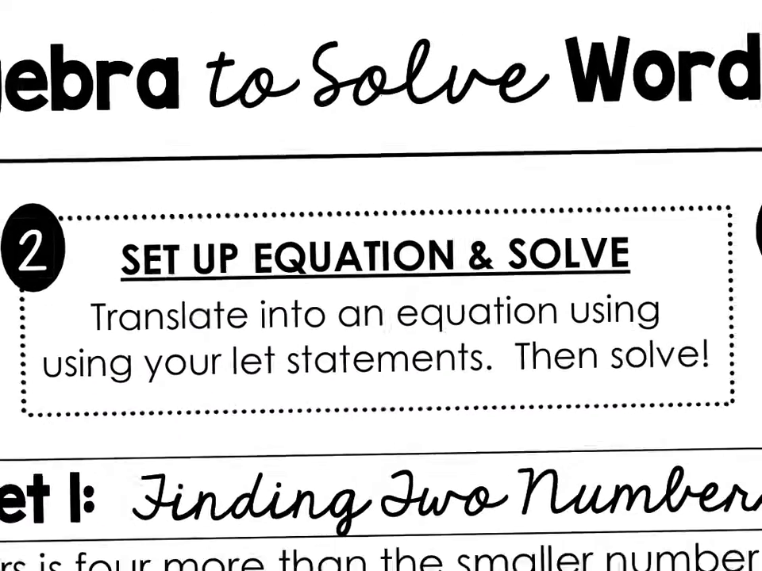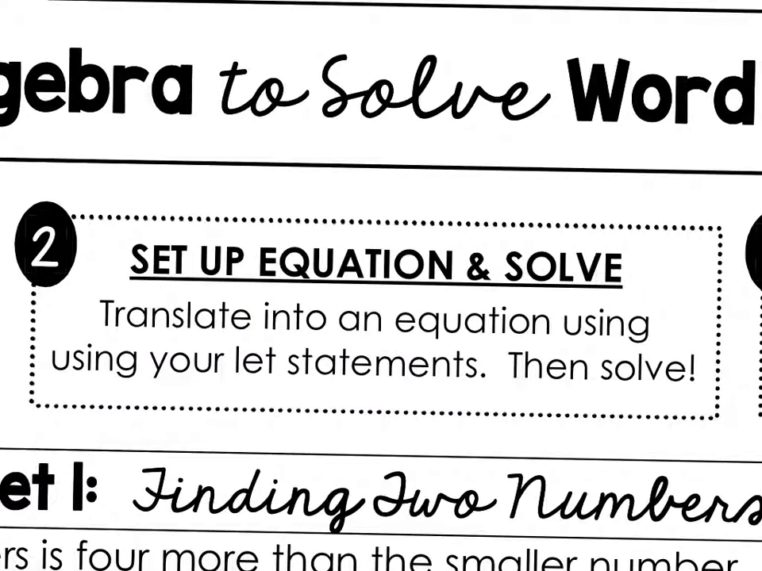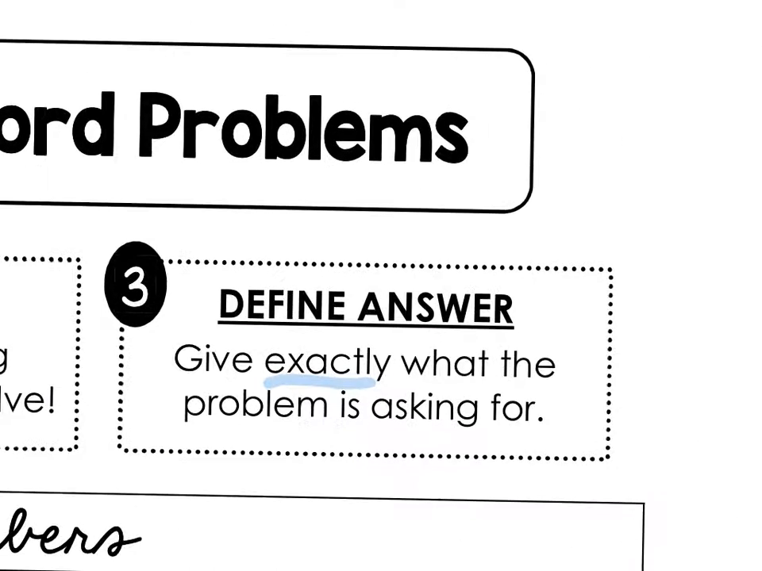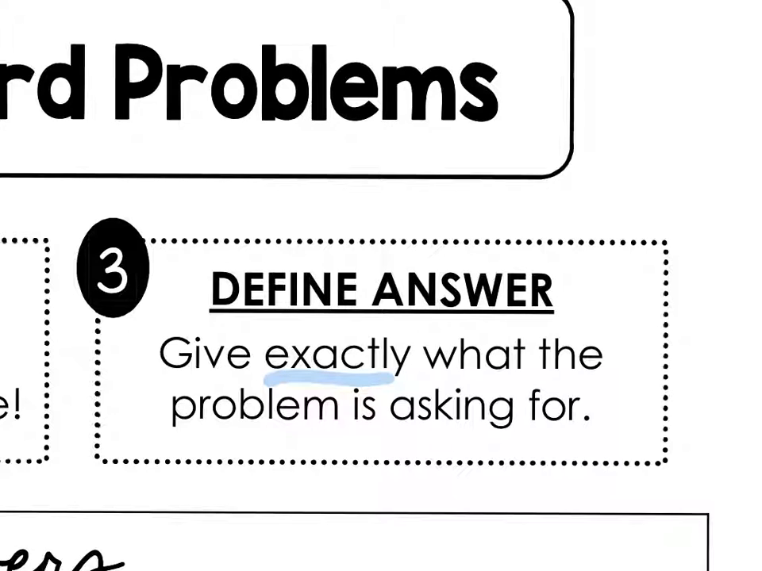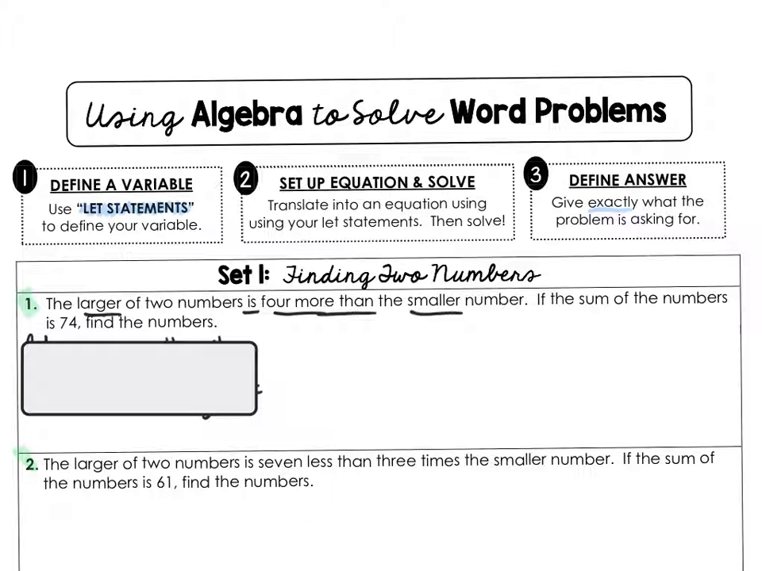Step 2, after you've set up your let statements and your variables, you're going to set up an equation based on what the story problem says, and you're going to solve that equation. After you've solved your equation, you're going to look back at your let statements and define your answer. You're going to give exactly, in words, what the problem is asking for. So let's take a look at number 1.